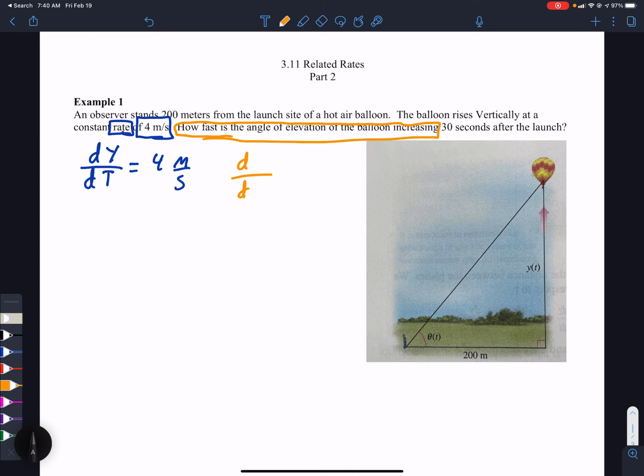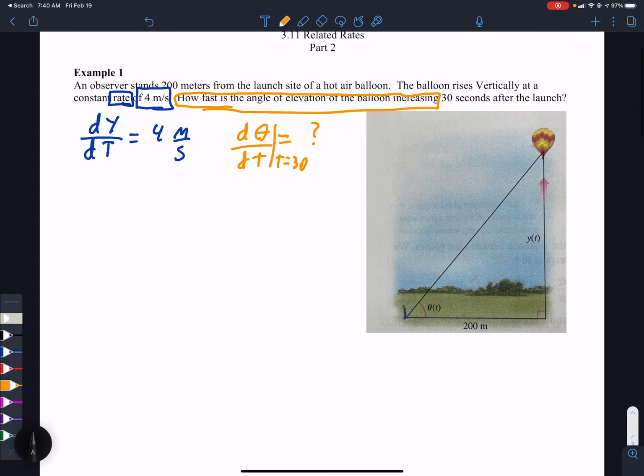The angle of elevation is just from ground level, the angle above the ground level, and they've already determined that that's theta. So I'm going to put d theta over dt, and they want that at 30 seconds, so when t equals 30, and that's your question mark. Those are the details, and so you need an equation involving these functions, y and theta.